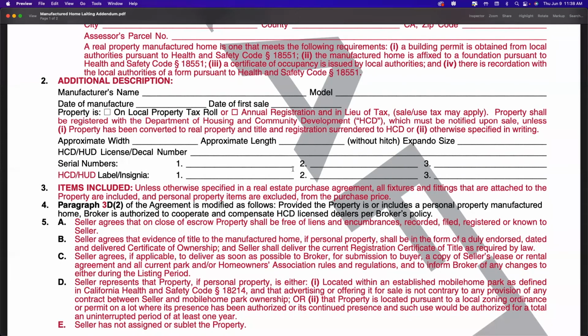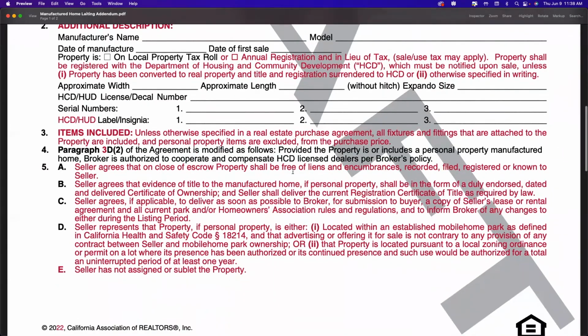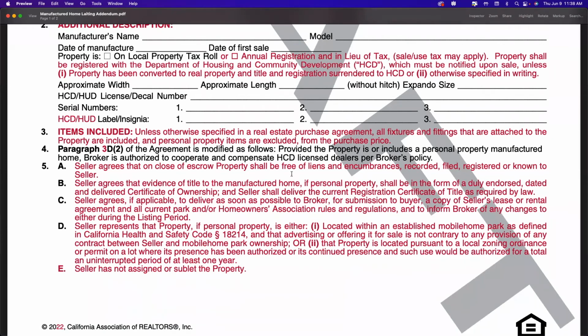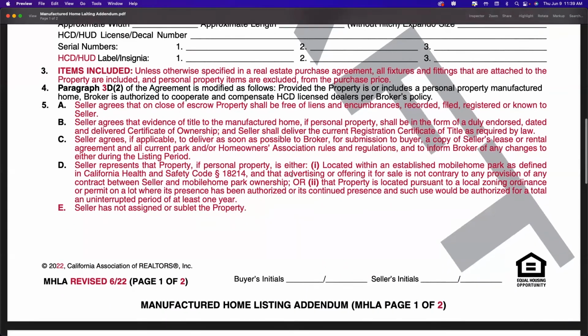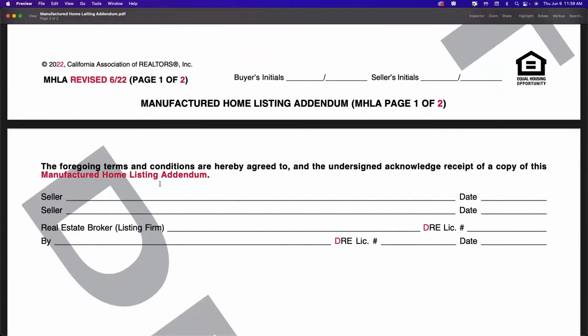There are the license numbers, the serial numbers, everything for the property. Items included, right? It's what's included unless otherwise specified in the purchase agreement. All fixtures and fittings, just like with a regular house. These things were added, but it's all the same stuff that we've had before in regular purchase agreements, just specific to the manufactured home. You're going to have no liens or encumbrances recorded against it. You're going to give us a certificate of ownership. You're going to submit the lease rental agreements with the park. All of those things are referenced here. And then we just have the signatures.